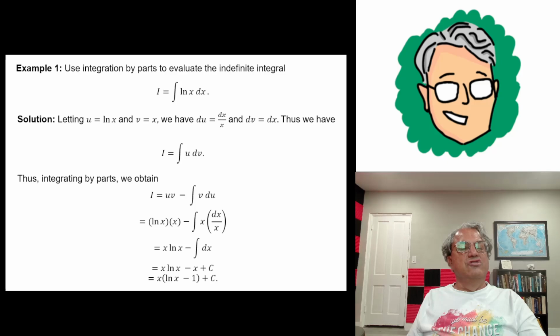So I is equal to uv minus integral of v du. And now u is ln x, and we're multiplying that by v, which is x. And now we're subtracting the integral of v, which is x, times du, which is dx over x.